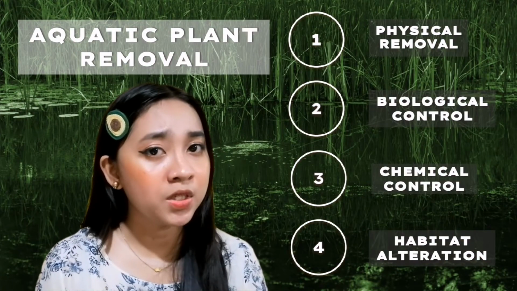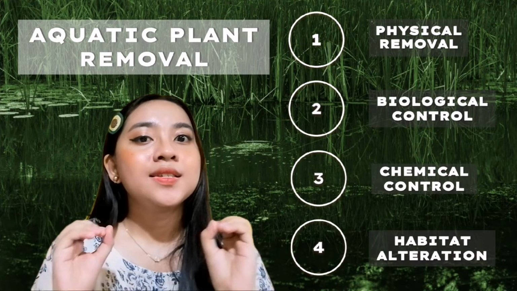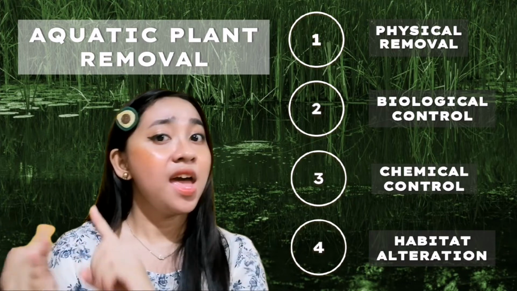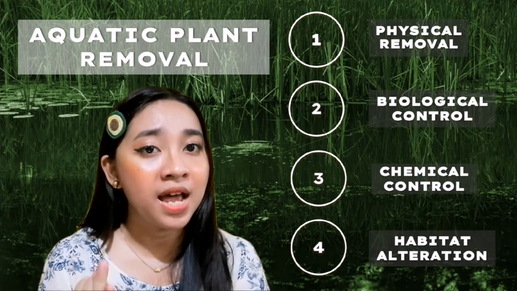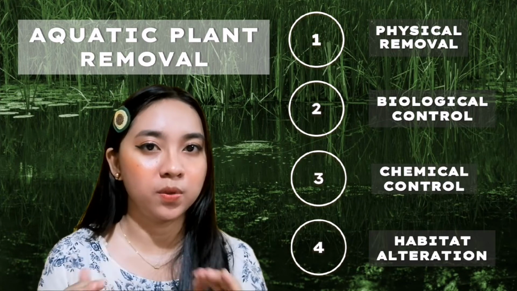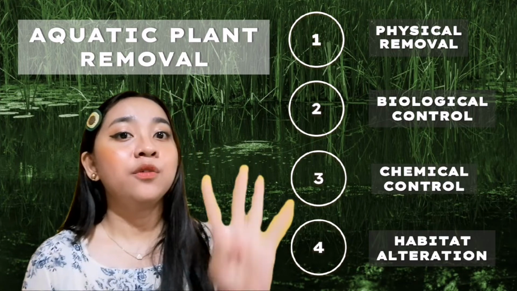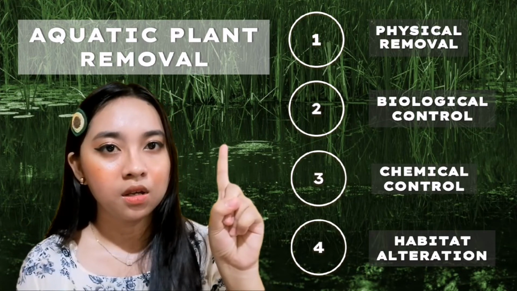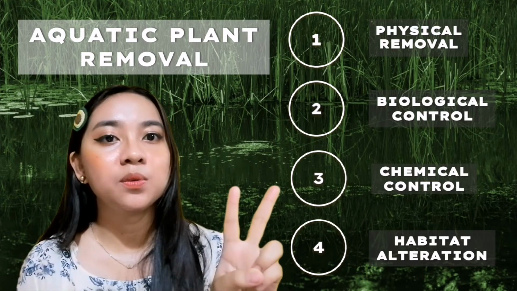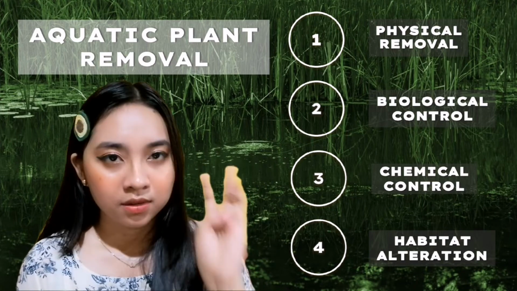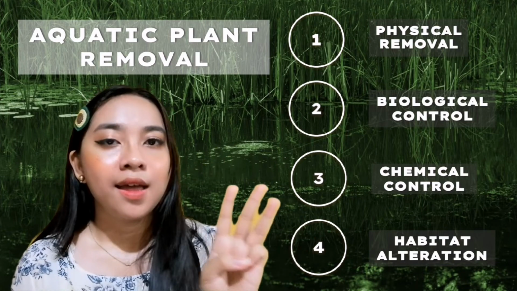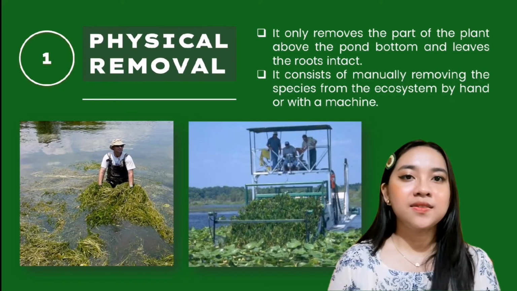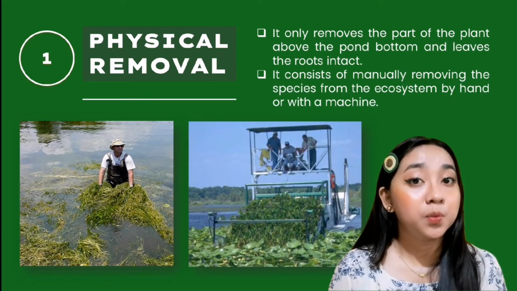Aquatic plant removal involves the science and methodologies used to control invasive and non-invasive aquatic plant species in waterways. There are four categories of aquatic plant removal: 1. Physical removal, 2. Biological control, 3. Chemical control, and 4. Habitat alteration. The first thing to know about is physical removal.